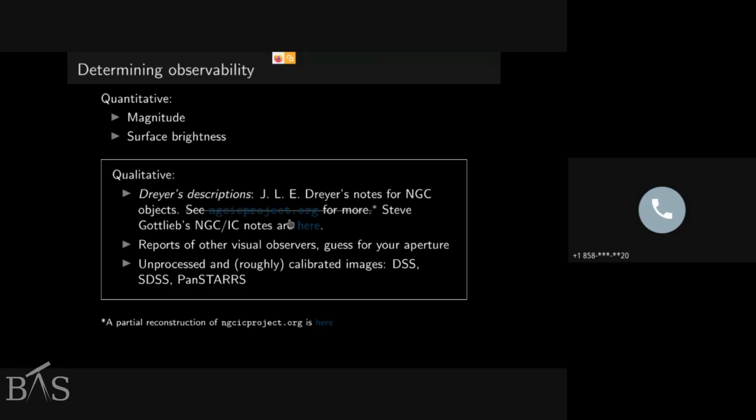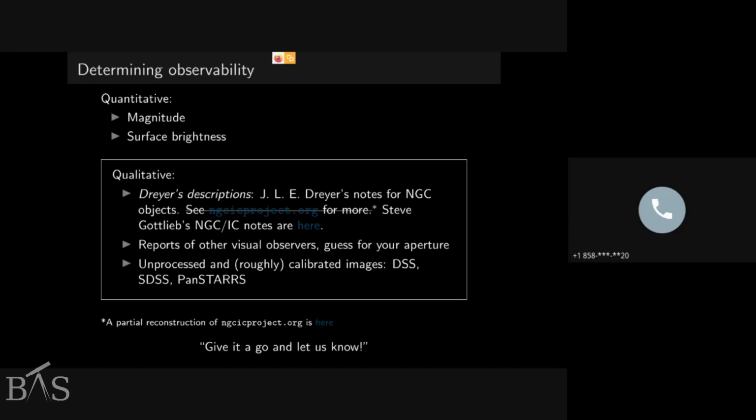So the qualitative methods are much more useful because I already told you what all the problems with magnitudes and surface brightness are. So this is how we determine whether something is observable. But ultimately, this is the motto of the Deep Sky Forum: give it a go and let us know, right? Ultimately, it depends on so many factors. The only way to know whether something is visible or not is to try, right? Just try it and see if you can see it or not. So that's a long story on determining observability.